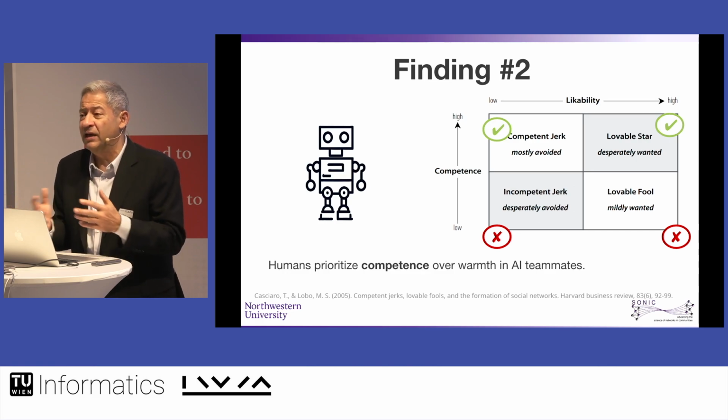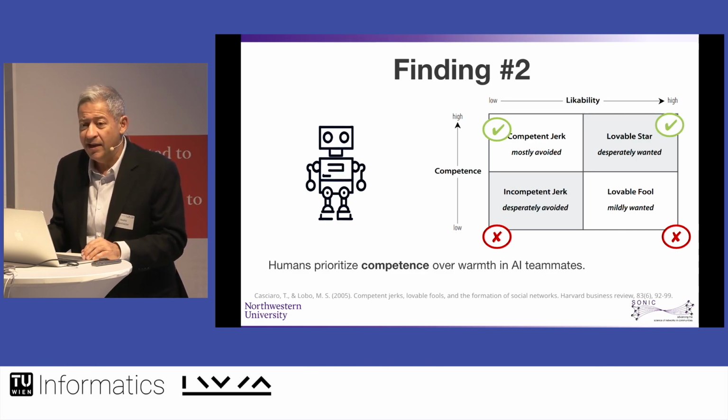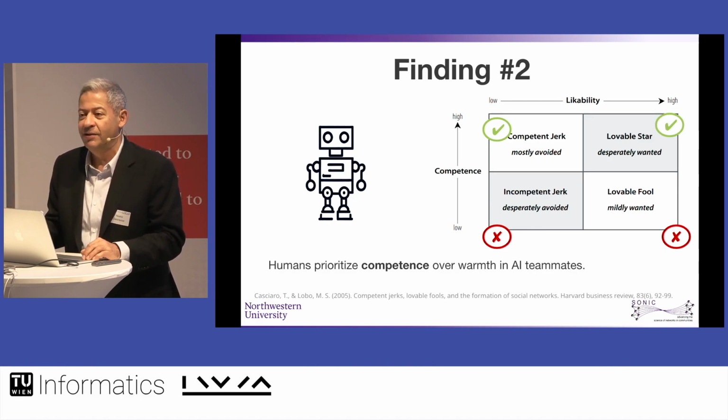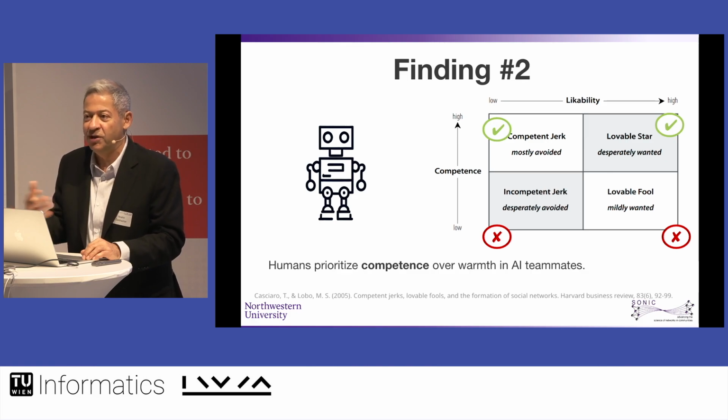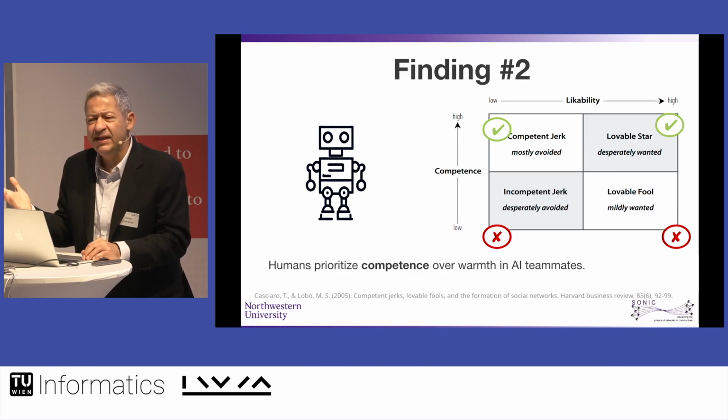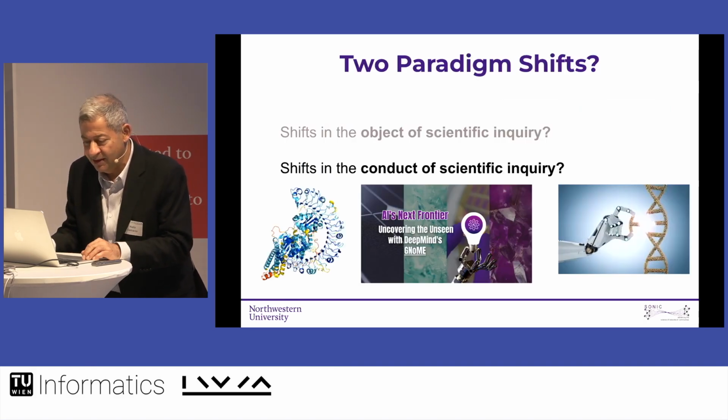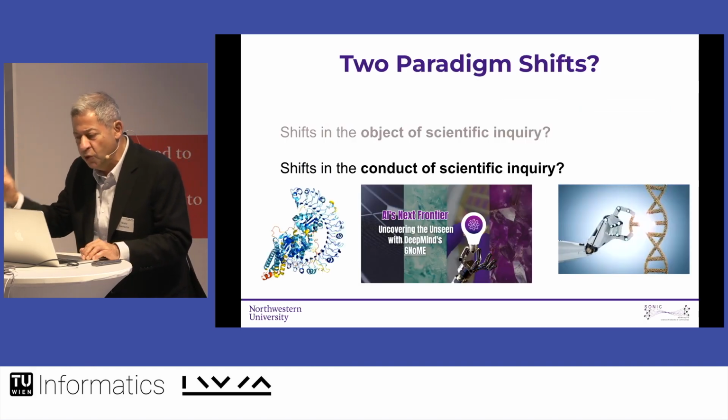It turns out that when it comes to having AI, humans are much more tolerant of an AI that is a competent jerk, and they have no problem working with an AI that is a competent jerk as compared to a human. So maybe there's a lesson there to be learned about how we might be able to use AI in some contexts.